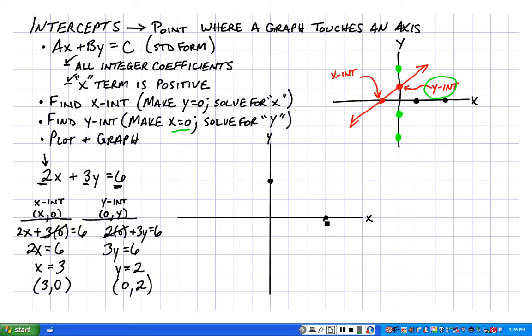So I have those two points. All I have to do now is connect them, and there you have it. There's my graph right there. So that's all it is to it. Let's look at another example.